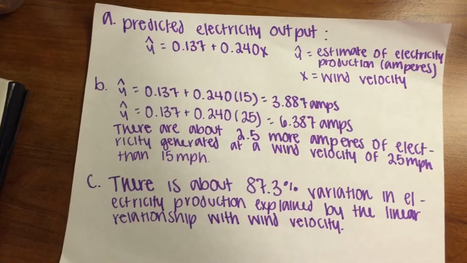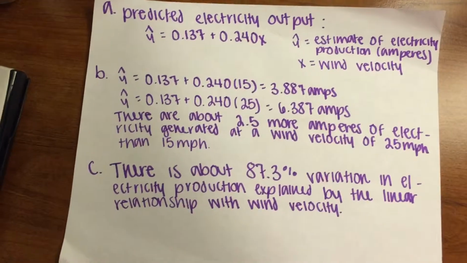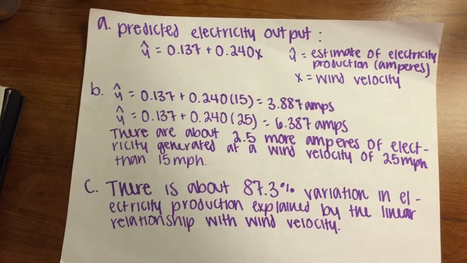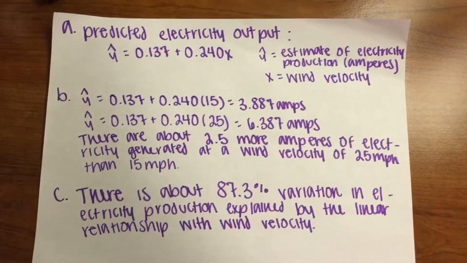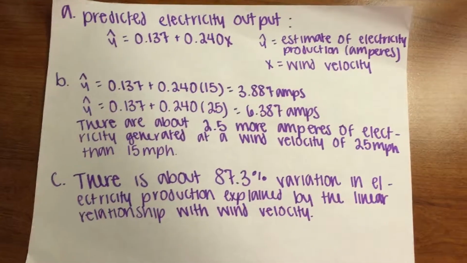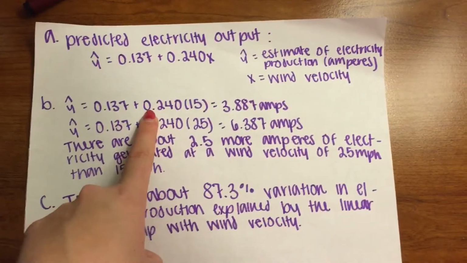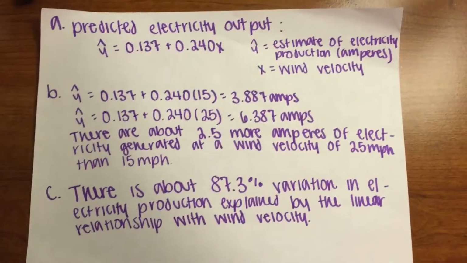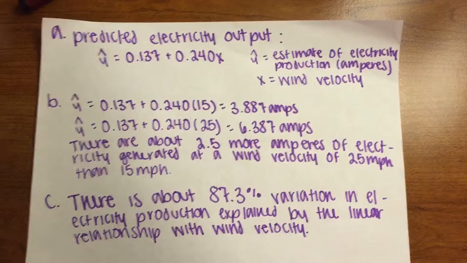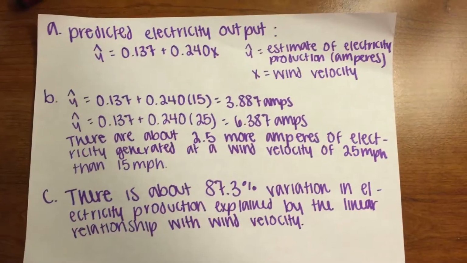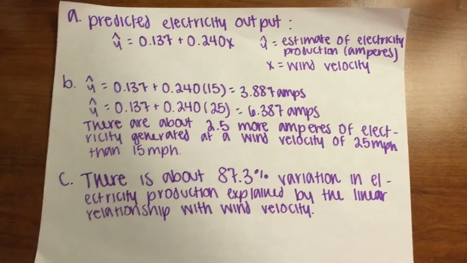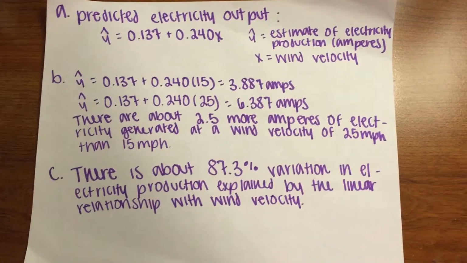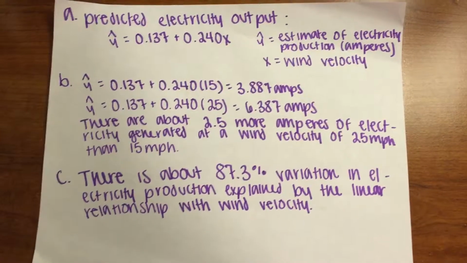For B, we had to figure out how much more electricity the windmill could produce on a day when the wind velocity is 25 than on a day when the wind velocity is 15. So in order to get the answer, we had to insert 15 and 25 for x. And so for 15 miles per hour, you get 3.887 amps, and for 25 miles per hour, you get 6.387 amps. And so there are about 2.5 more amps of electricity generated at a wind velocity of 25 miles per hour than there are at 15 miles per hour.